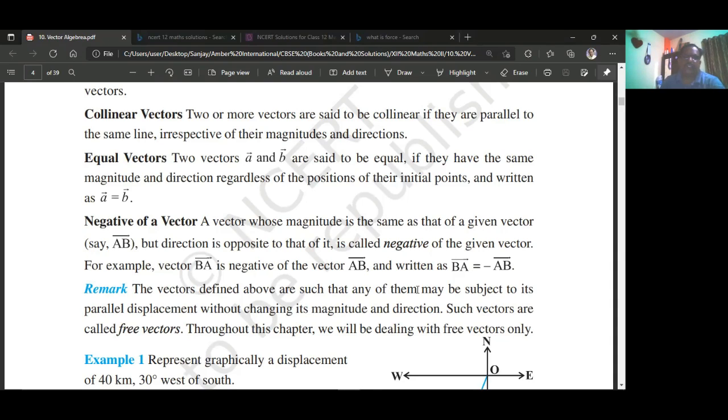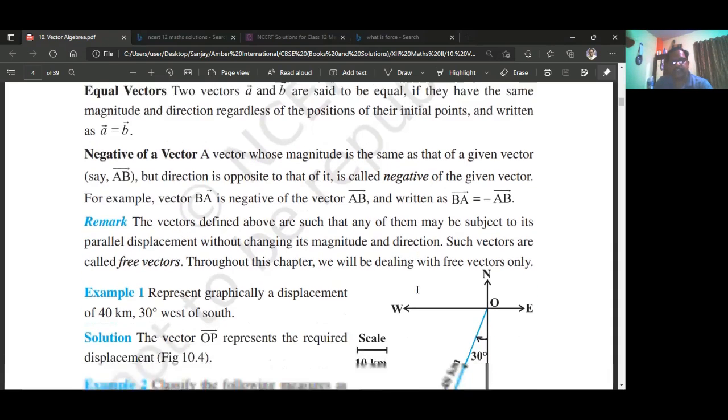Also note that the vectors defined above are such that any of them may be subject to a parallel displacement without changing its magnitude and direction. So such vectors are known as free vectors. Throughout this chapter we will be dealing with free vectors only. I repeat once again, the vectors defined above may be subject to parallel displacement without changing their magnitude and direction. So they are in the same direction, right? That is the condition here. Such vectors are said to be free vectors.